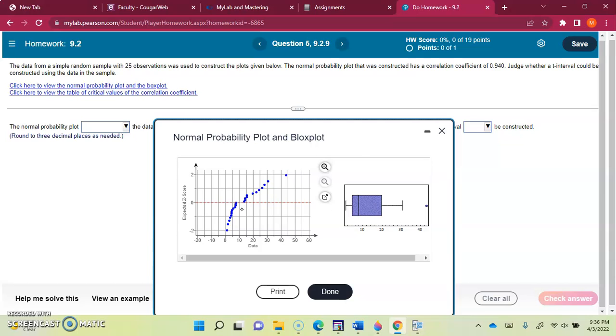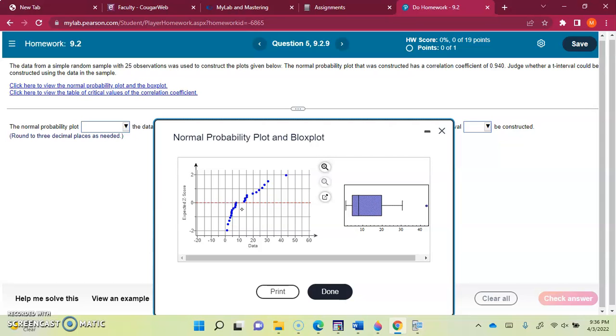Now, can the t-interval be constructed? You remember the third condition, that the data should be almost normal or the sample should be large. The sample is not large enough. It's 25, which is less than 30. We consider 30 to be large, right? So we want it to be normal.